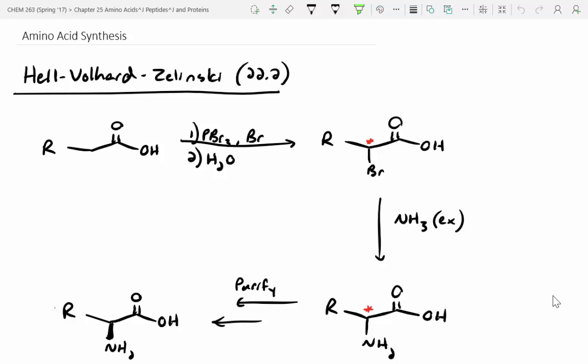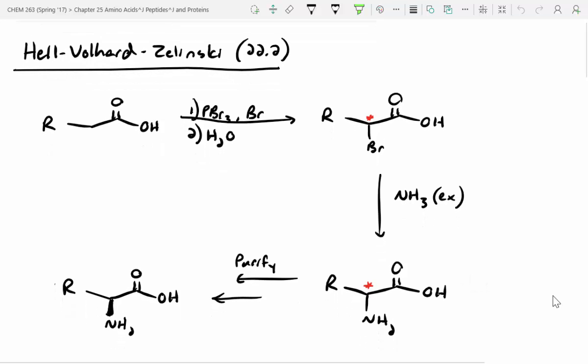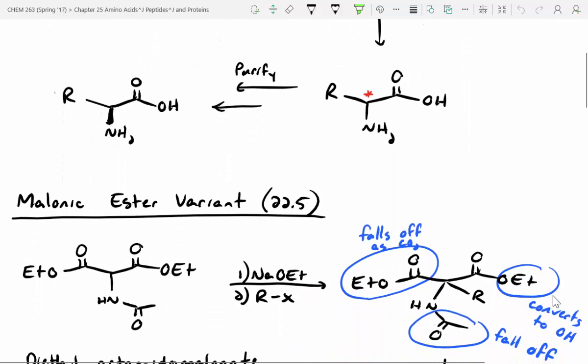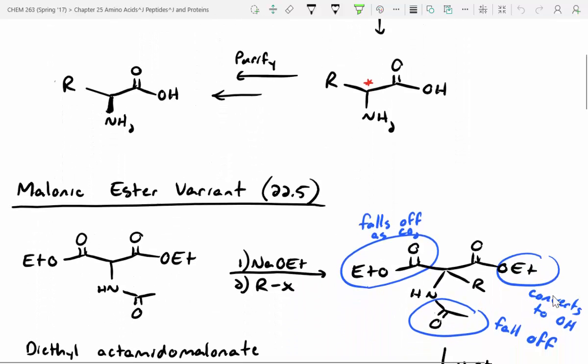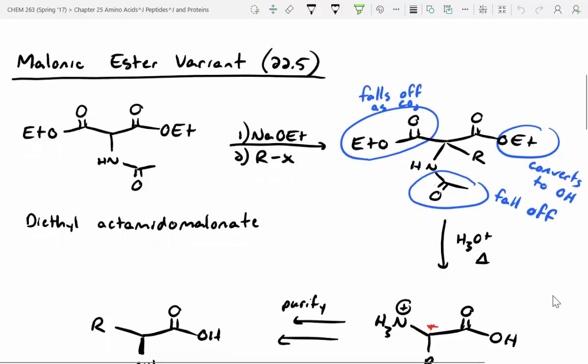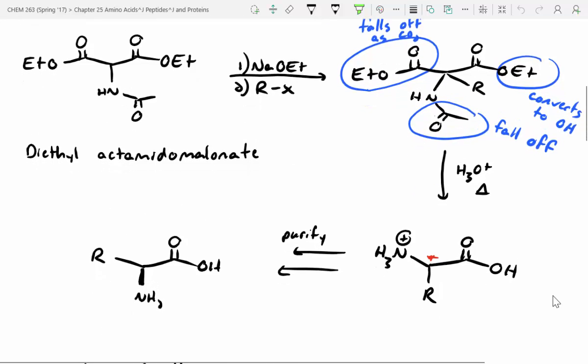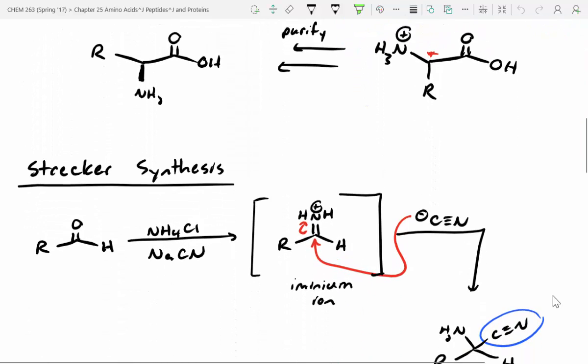All right, so yesterday we finished up talking about amino acid synthesis. The first few reactions we said were pretty old school. There was a Helb-Volhard-Zielinski one where you run up to this problem of a racemic mixture and then you have to purify it. Same thing with the malonic ester variant. You can use this, but again, you're getting a racemic mixture that you have to purify. So both of those aren't super common.